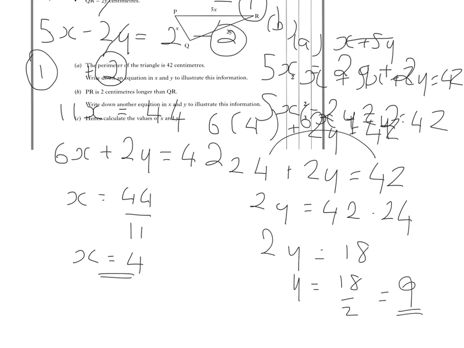And what I should have explained before was if I'm going to sub x equals 4 back into one of the equations, just to communicate that to the examiner. But there's my final answer, x equals 4 and y is equal to 9.